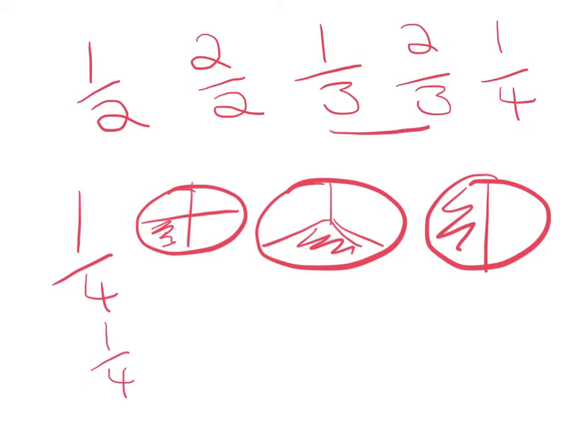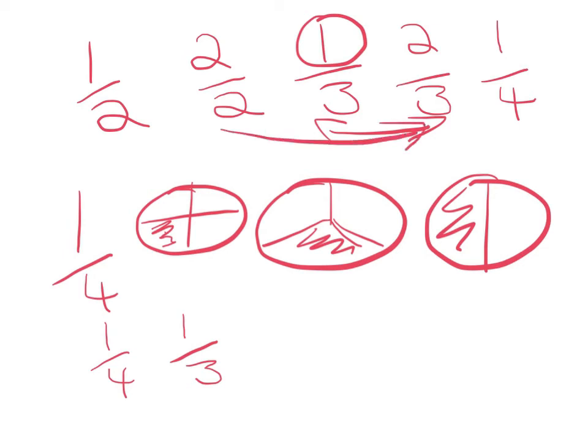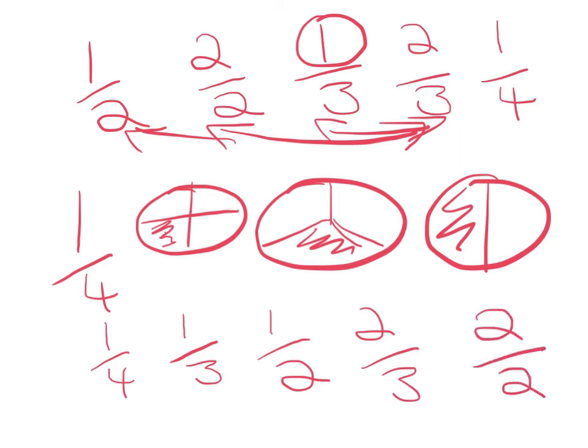Then you can see that these 2 others have the same denominator. So then we look at the numerator, and we look at which is the smallest numerator. And in this case, it's this one here. So 1/3 is next. Then we need to look at these 2 here, and you'll notice closely 2/3 or a half. Now half is smaller than 2/3, so we put that there, and then we finish off with 2/2.